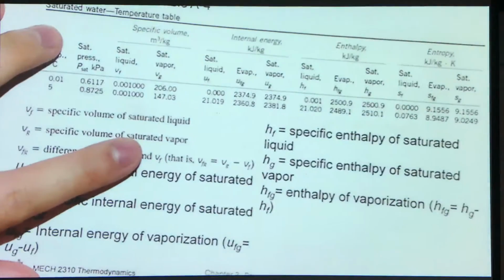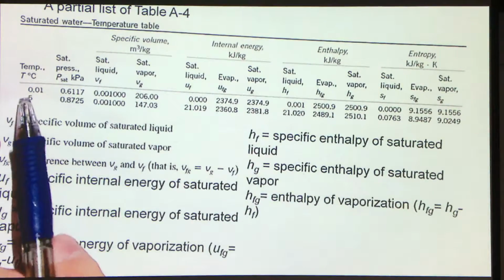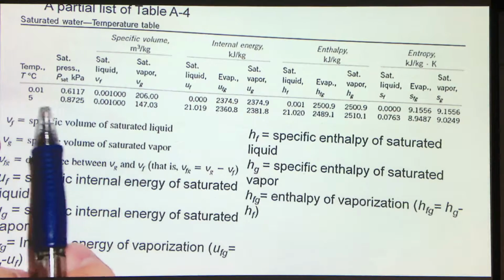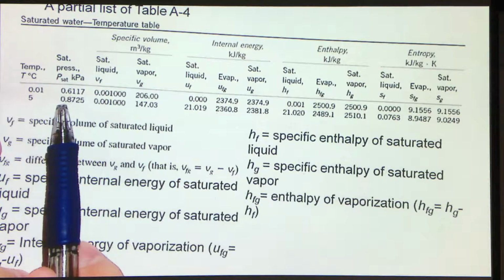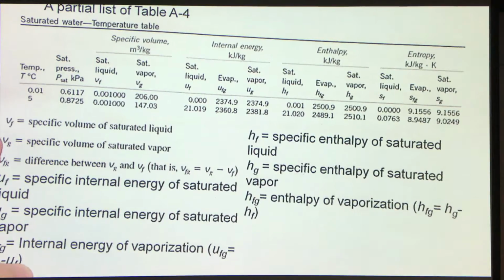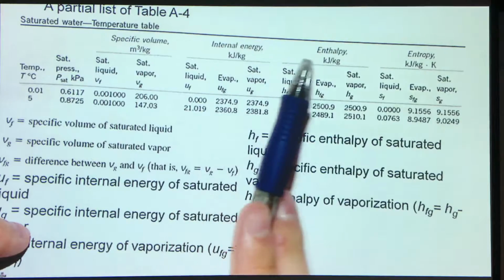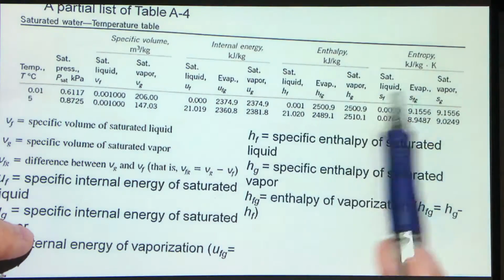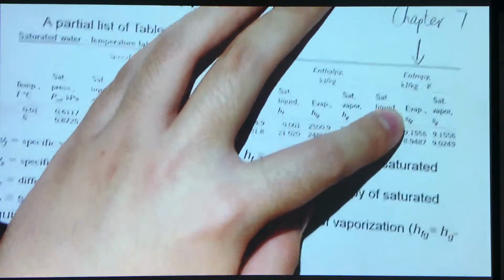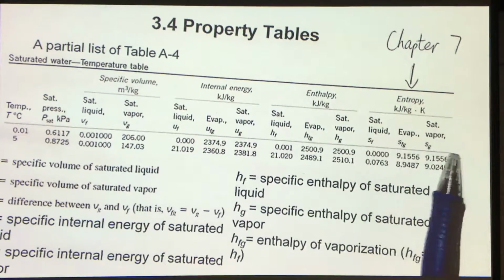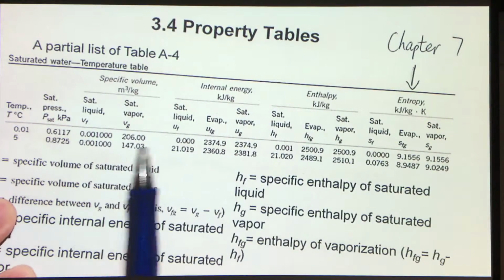So you should have seen these two columns because I have shown how to use these two columns in example 1. But how about the remaining one? We have the specific volume, we have the internal energy, we have the enthalpy, and also entropy. For entropy, you will see it in chapter 7. So forget these 3 columns first. For specific volume, we will also have 2 quantities.